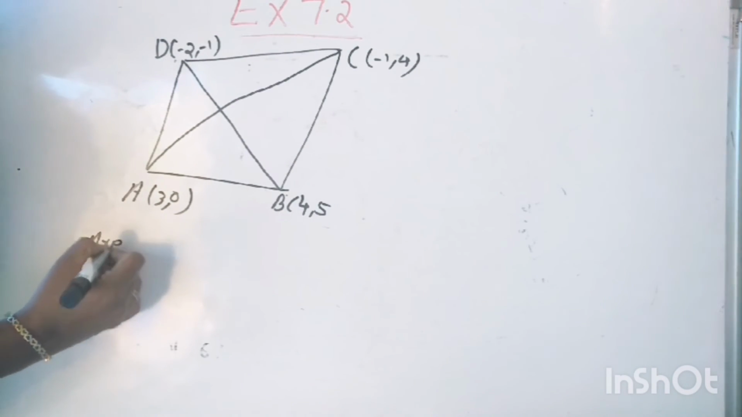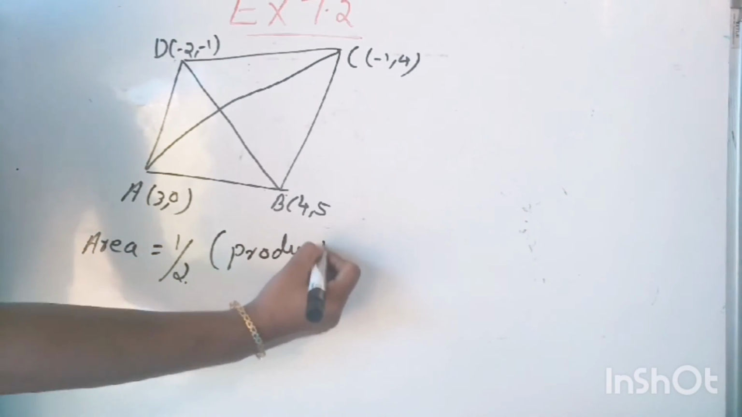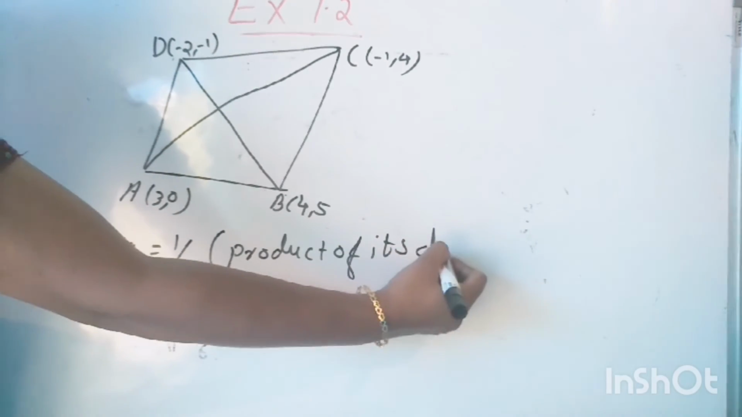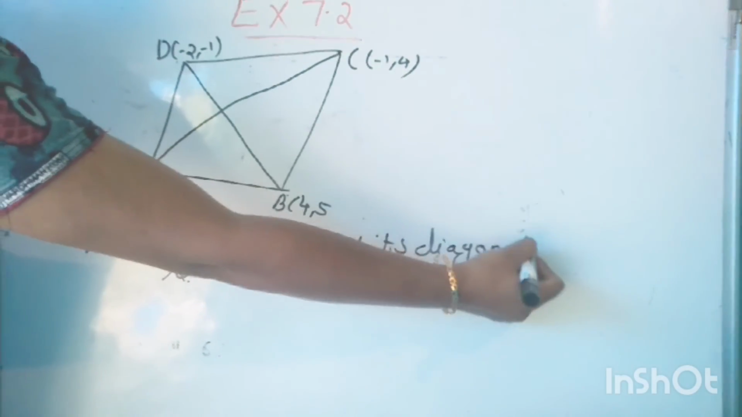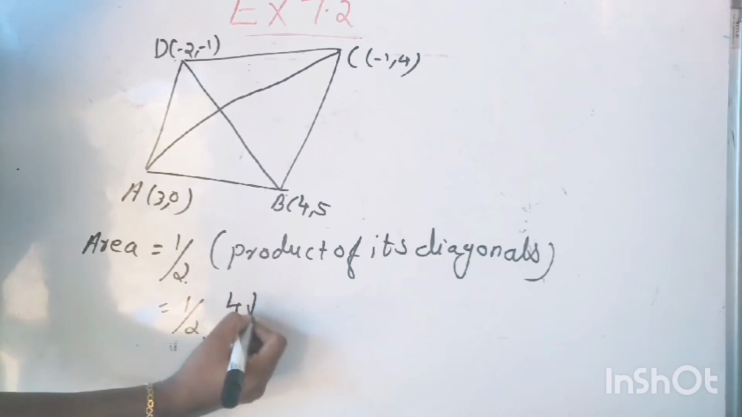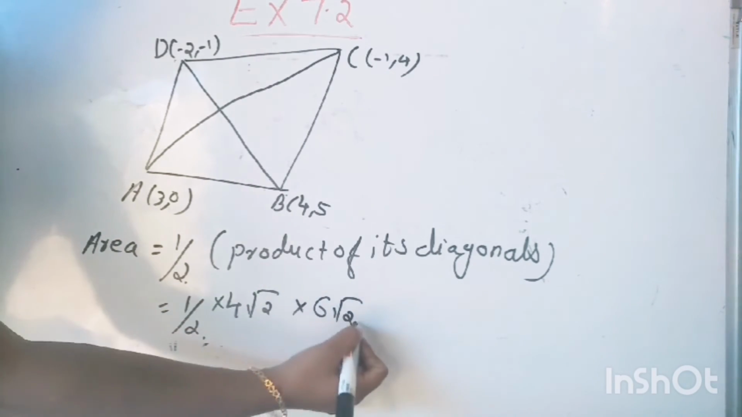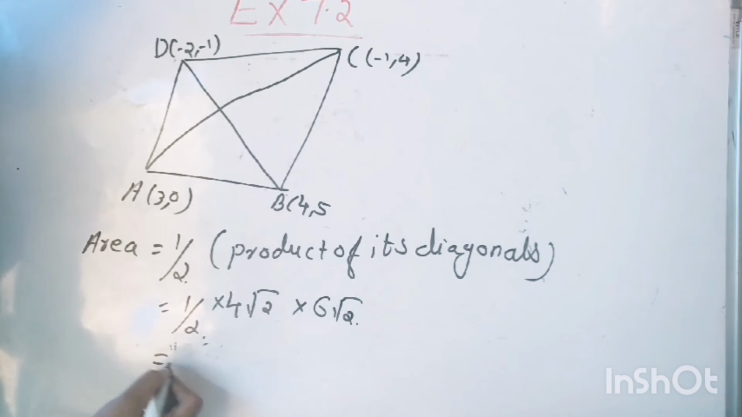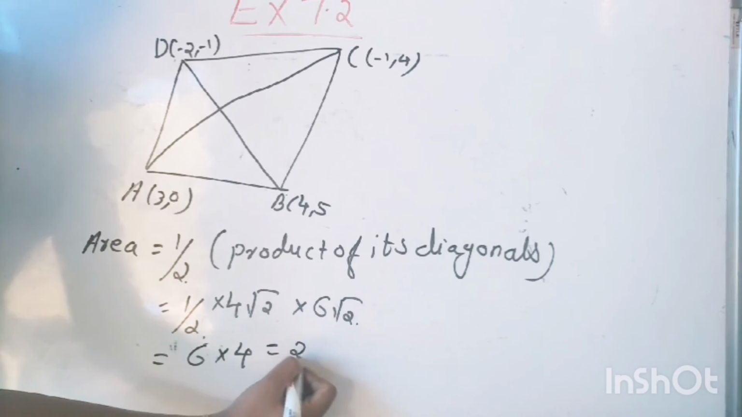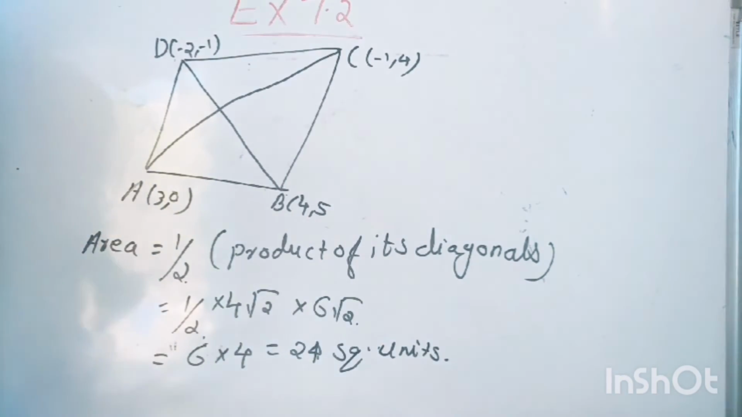Now area is equal to half into the product of its diagonals. That is equal to half into the length of the first diagonal, 4 root 2, into the second diagonal length, 6 root 2. Root 2 into root 2, the 2 gets cancelled. Then 6 into 4 is equal to 24 square units. So the area of the rhombus is equal to 24 square units.